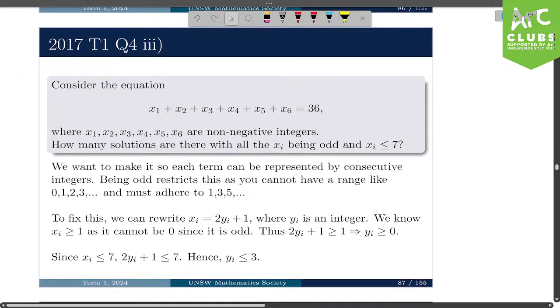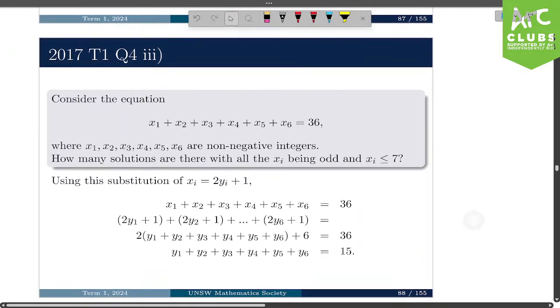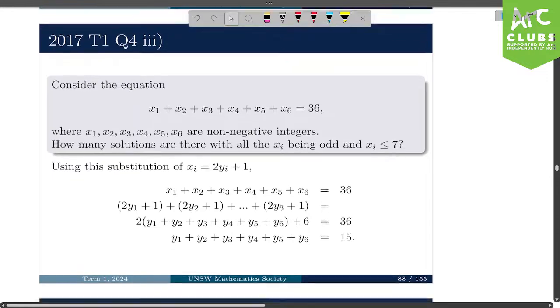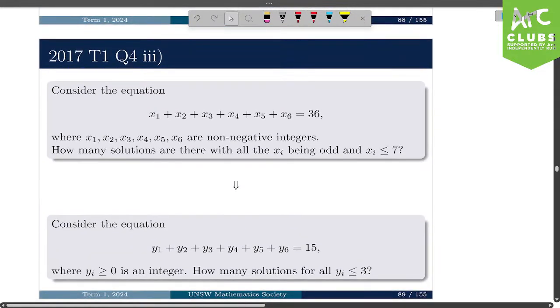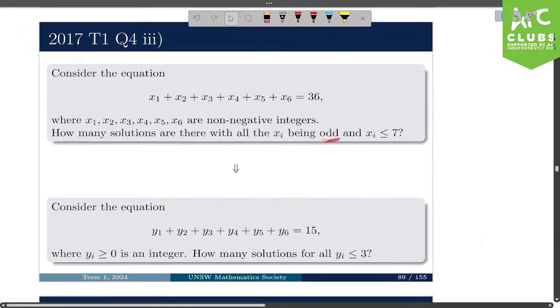Since we also have this upper bound, we can do a similar calculation, and we get our yi's are less or equal to 3. And we use this substitution, we do a bit of calculation, we get our yi's sum to 15. So now we transformed our original condition into something that's a bit easier to work with. Now we don't have this odd thing, which is a bit annoying, so now we don't have it anymore, which is pretty nice.